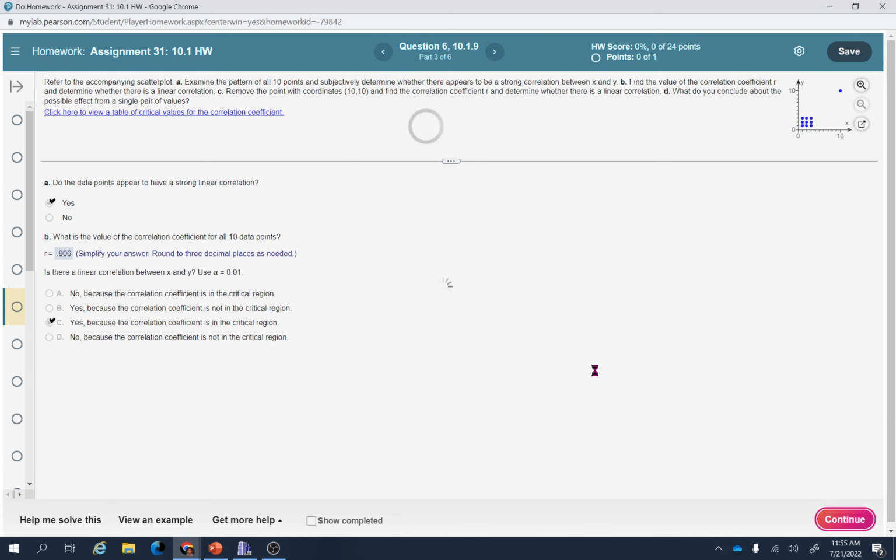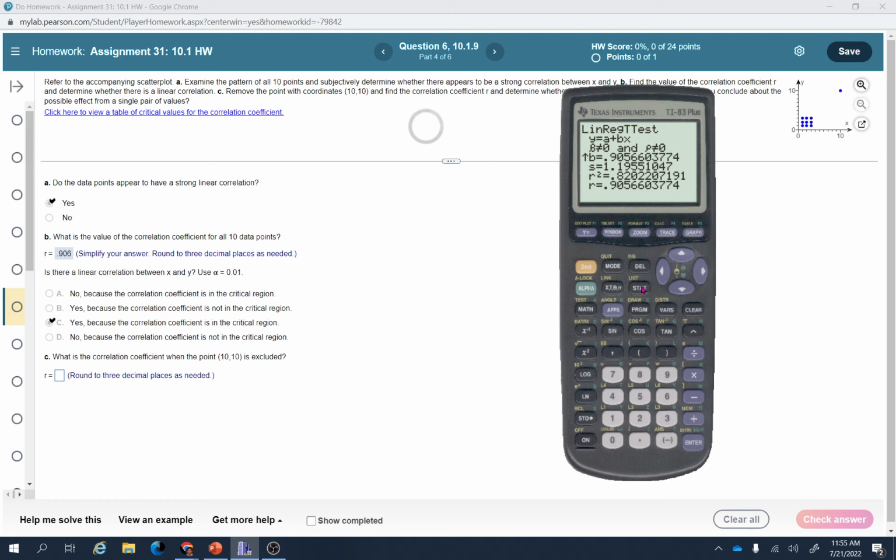Make sense? Okay, next, what is the correlation coefficient when the point 10,10 is excluded? From this data, we would like to find the correlation coefficient, very much the same thing, by excluding 10,10. So we have to go back to this data set as we entered here, and we don't want the last point, this 10,10. So I'm going to delete the x value and y value both. Now the number of data is 9. So we're going to use this data set again for finding the correlation.